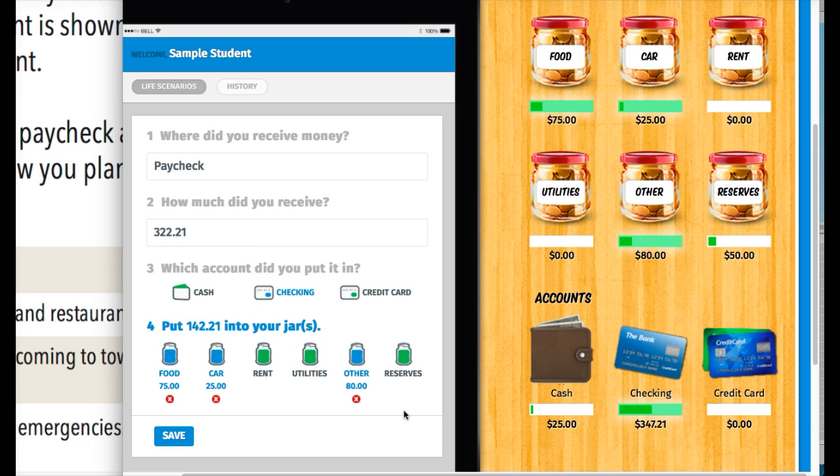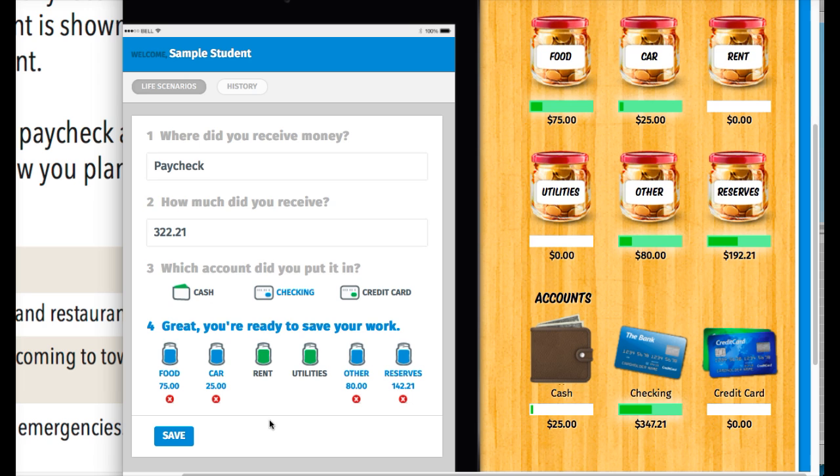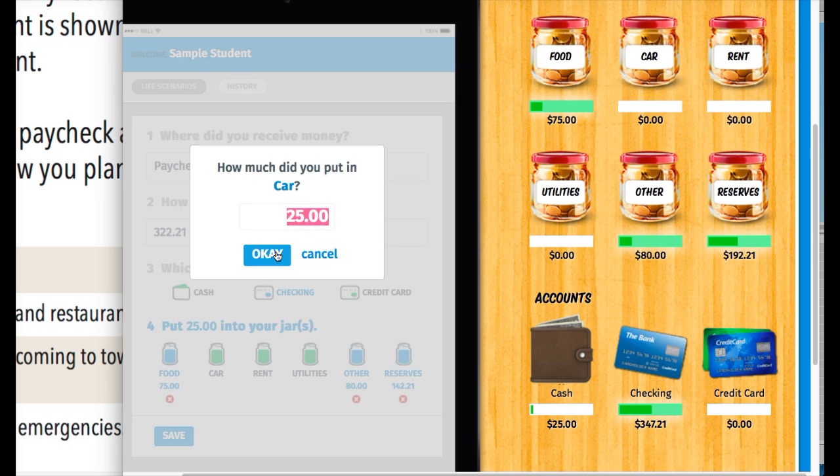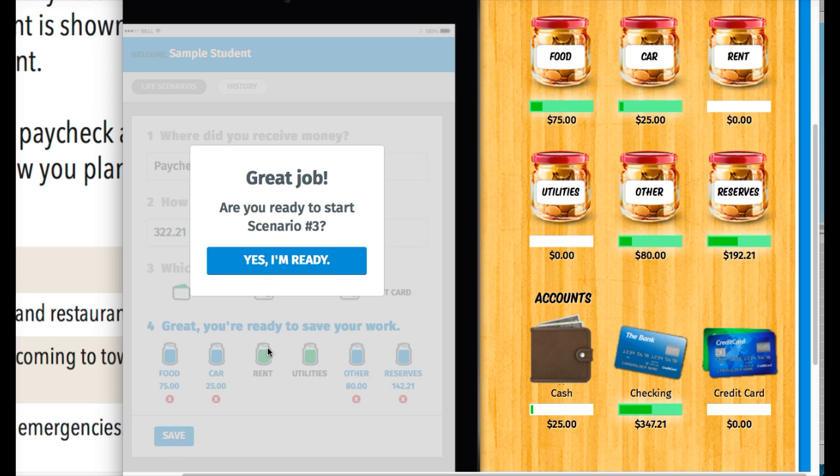Finally, $142.21 remains for emergencies. Now, if you notice, I have $142.21. If your number here is not $142.21, you did something wrong. Let's say you put too much in car. I can X out the car, and then, okay, now $25. Perfect. So if everything's good, checking, food 75, car 25, other 80, reserves 142, save.